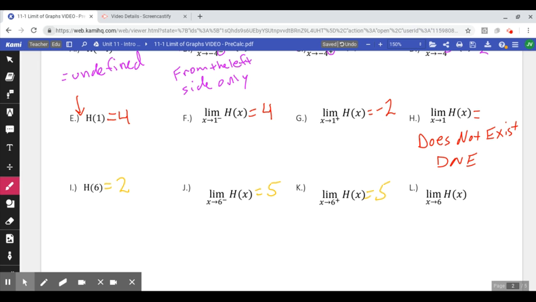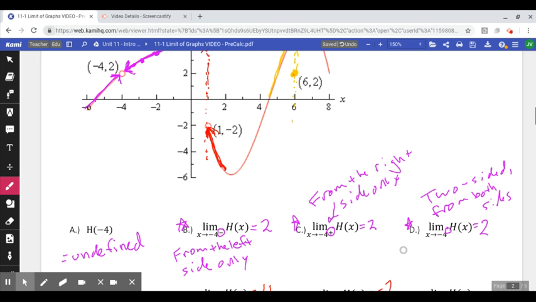Now that we figured out that the limit from the left is the same as the limit from the right when x approaches 6, we can actually say that the limit as x approaches 6 is also 5. This is kind of confusing to some students. They look at it and go, well, why is that different than what the function actually exists at? And this is a key thing to highlight for a limit.